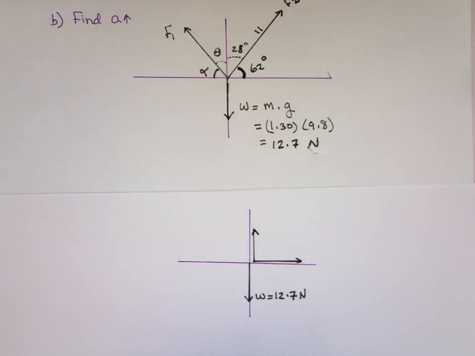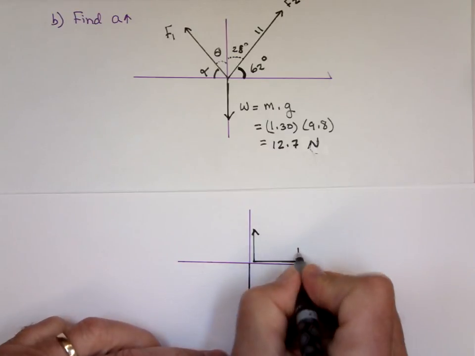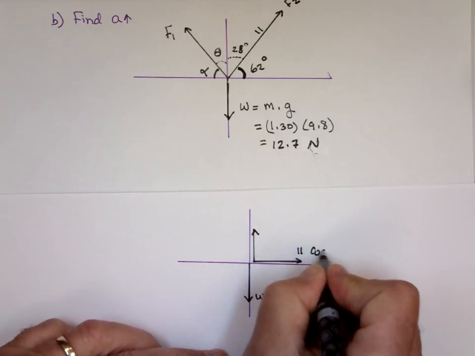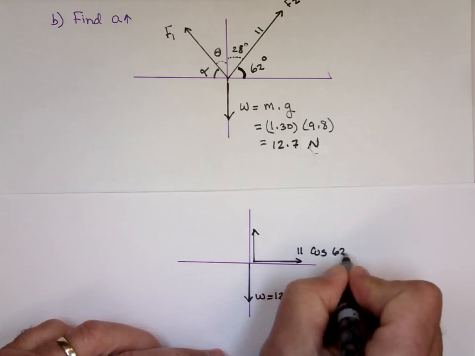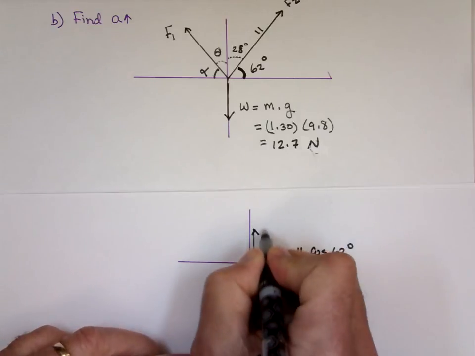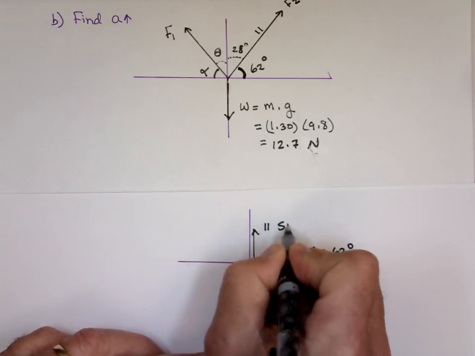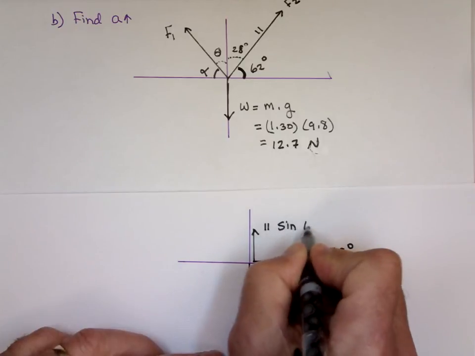The one to the right is going to be what? 11 cosine 62. And the one up is going to be what? 11 sine 62.